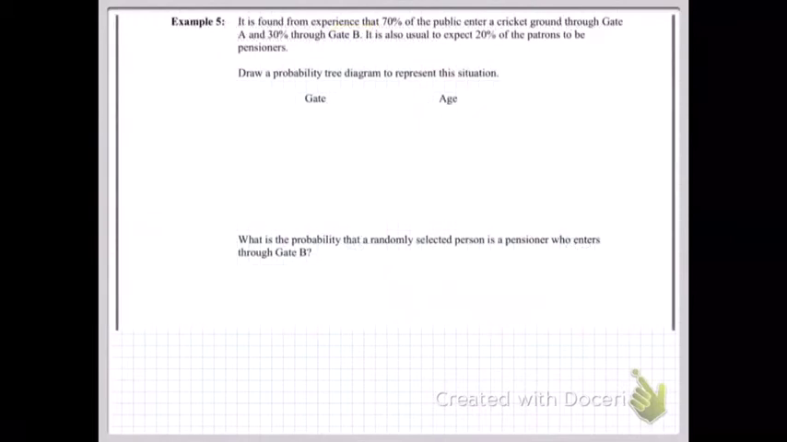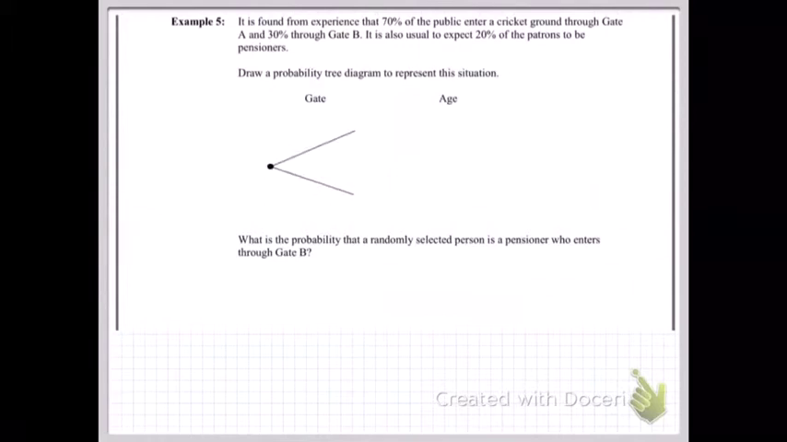Another example that I find quite interesting. It is found from experience that 70% of the public enter a cricket ground through Gate A and 30% through Gate B. It's also usual to expect 20% of the patrons to be pensioners. So the question is, what will our probability tree diagram look like?